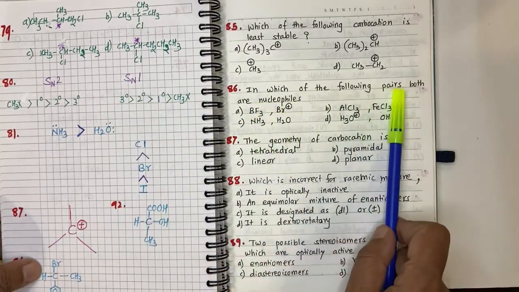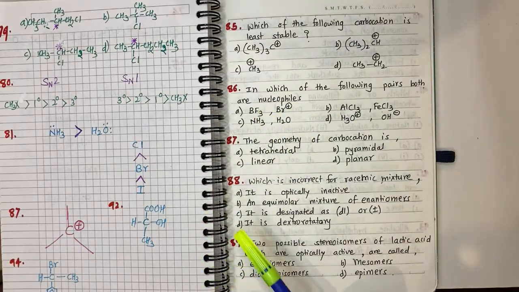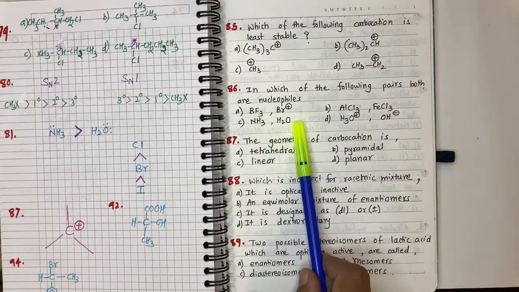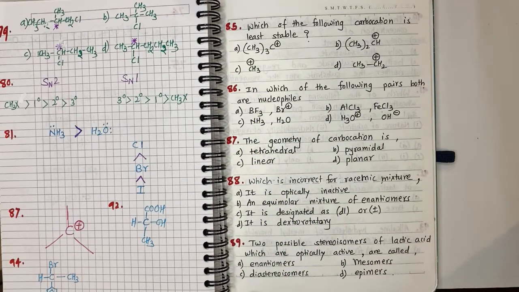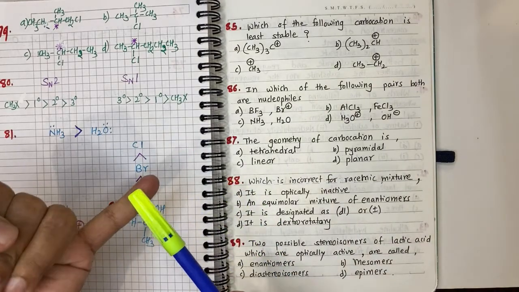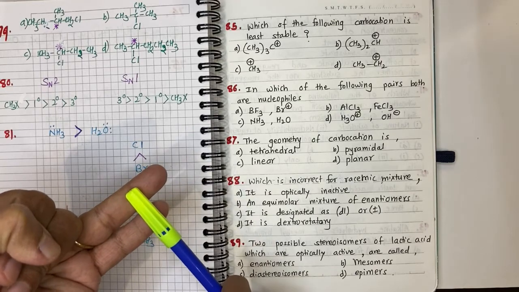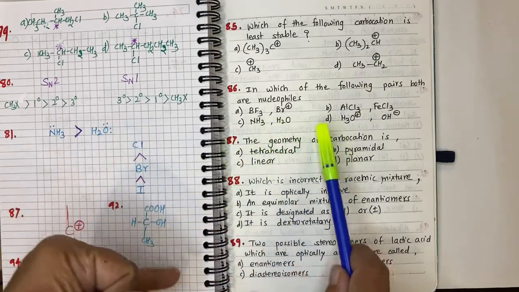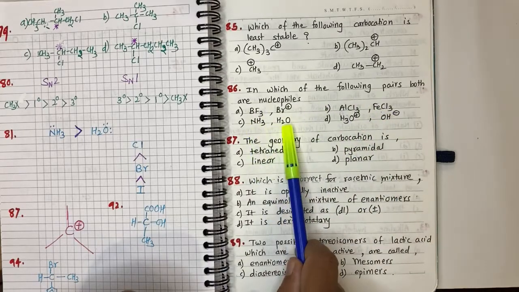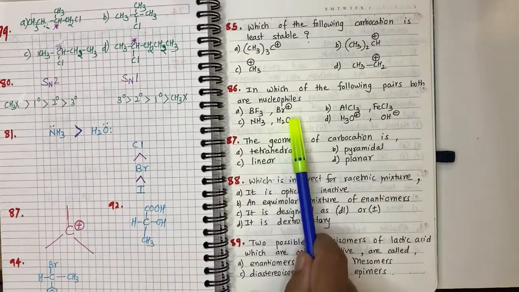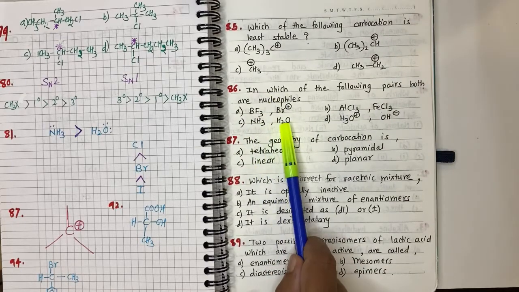In which of the following pairs both are nucleophiles? Now here nucleophiles means electron rich species. Nucleophiles may be negatively charged, one thing, or the second point is neutral species with lone pair of electron. Now here both are negatively charged, no. Now see these two, neutral, but both have a lone pair of electron. Therefore these both are nucleophiles.